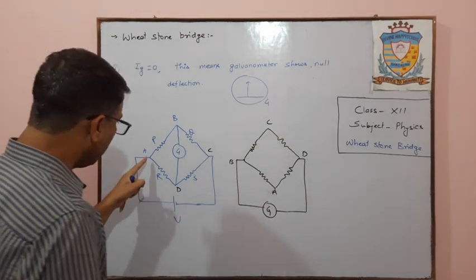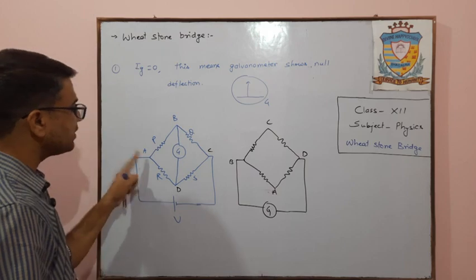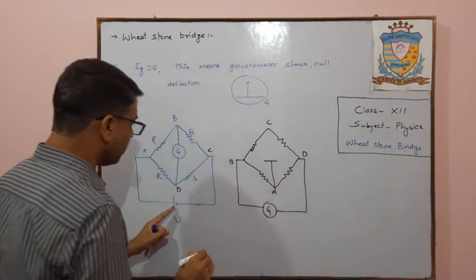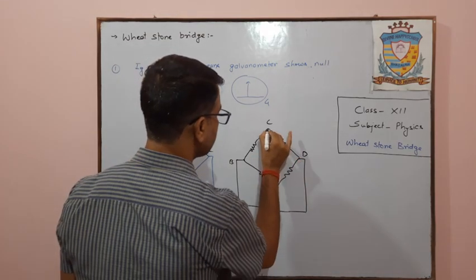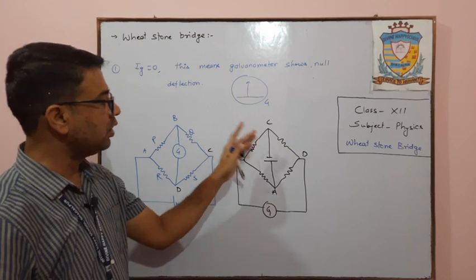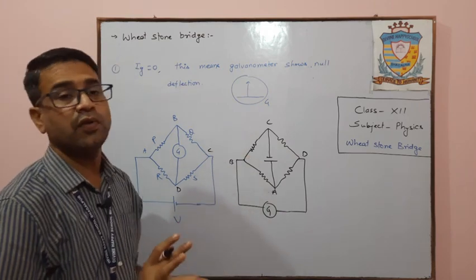Clear? Now positive terminal of battery is connected with A and negative terminal of battery is connected with C. So this is the arrangement. If we exchange it, it will look like this and there will be no effect at all.